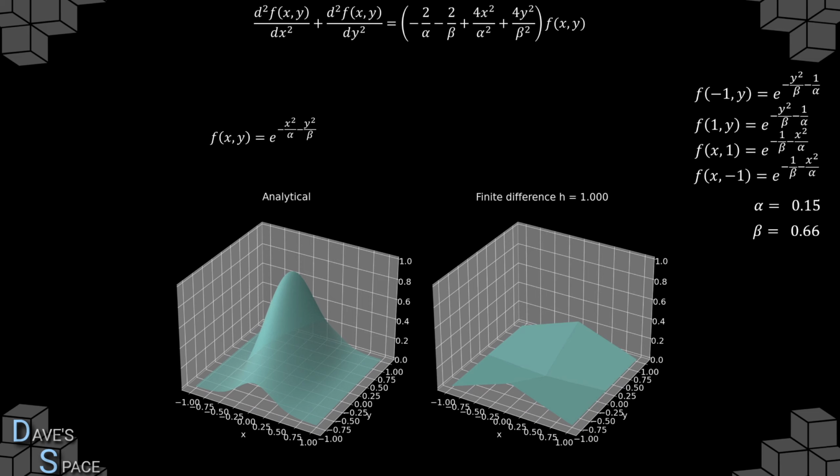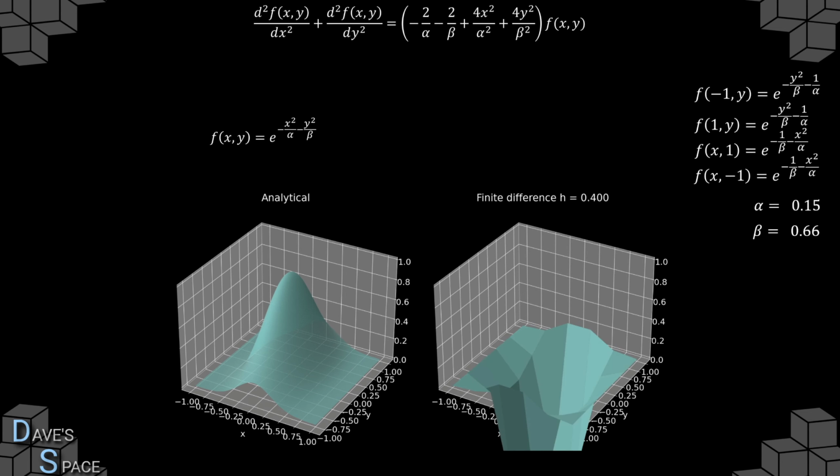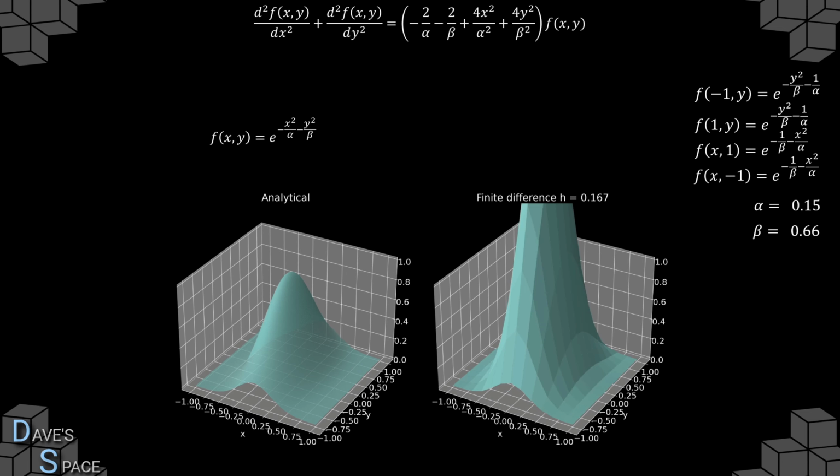As I play the video, the plot on the right is the finite difference solution using the method that we just went through, and the plot on the left is the analytical solution. What I will do is show the finite difference approximation for different sizes of grid. So I'll replay the video again.